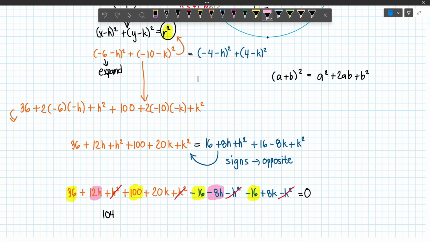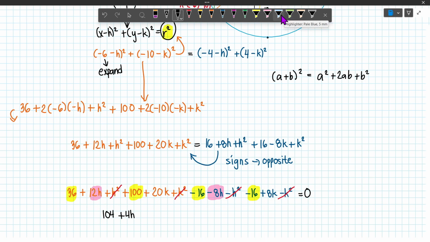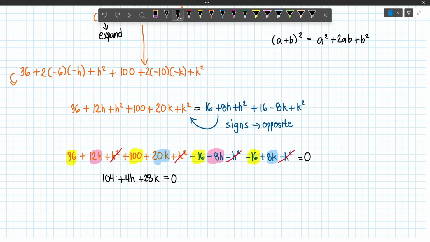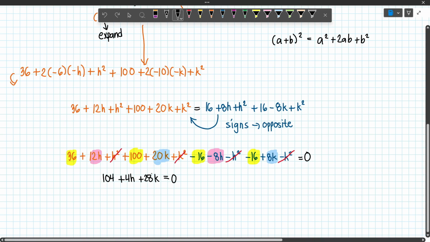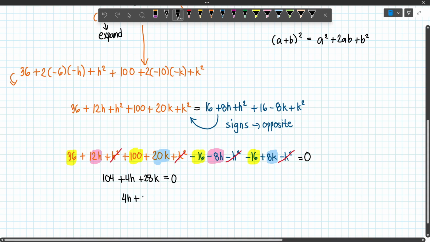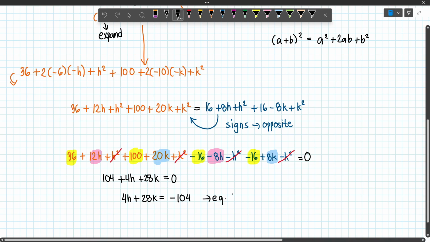12h minus 8h will give us 4h. And these are also like terms. And that will give us plus 28k equals 0. And we can move this to the right side so that our left side will only include those with variables. So our equation will be 4h plus 28k equals negative 104. So this will be our equation 1.